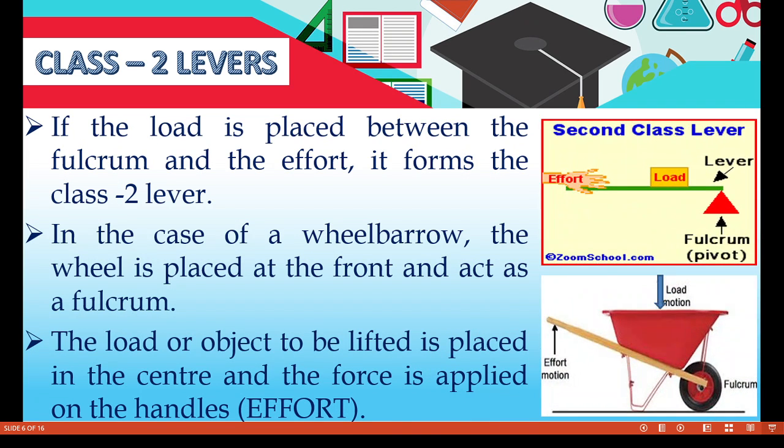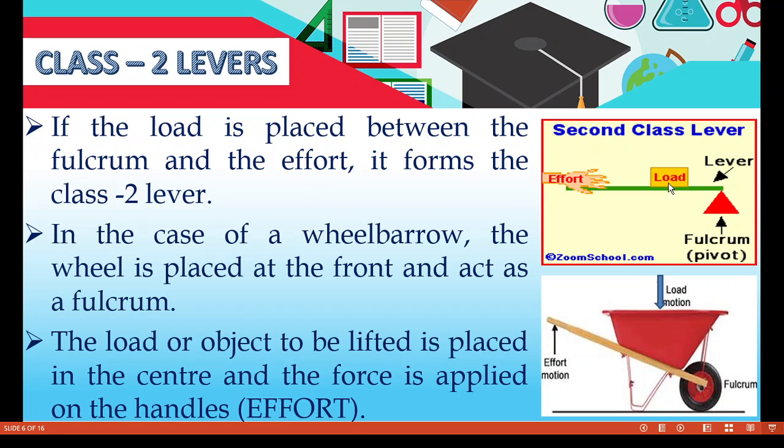So if the load is placed between the fulcrum and the effort, it forms the class 2 lever. Look at this diagram. Here, this is the fulcrum, that is the pivot. Another name for pivot is fulcrum. So the fulcrum is at one end, and the load is placed in between the effort and the fulcrum.